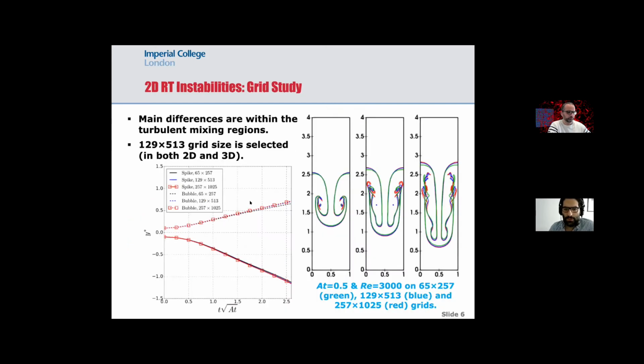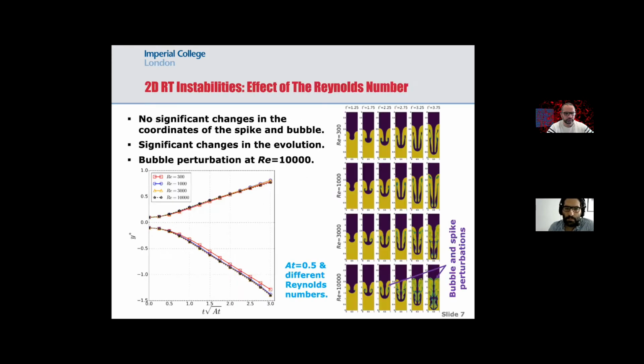With regard to the grid, we conducted a grid study with different grid resolutions. As you can see, except for the very coarse one, the penetration lengths are not that different, and the main difference is, in fact, inside this turbulent wave of the tip vortices. Based on this result, we decided to continue with a medium grid size for both 2D and 3D single mode instabilities. So we first studied the effect of the Reynolds number.